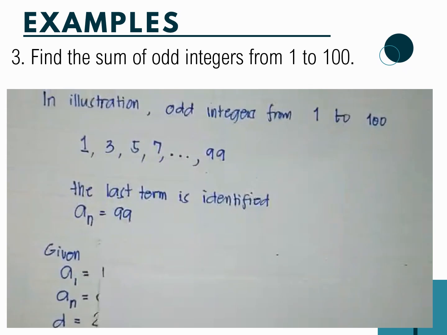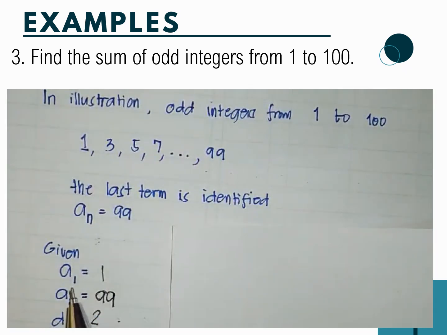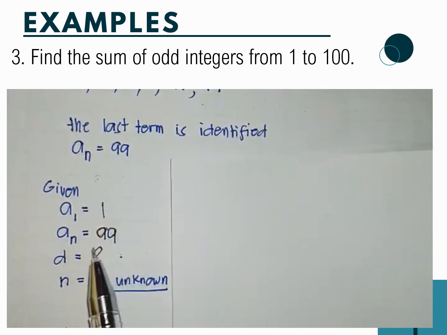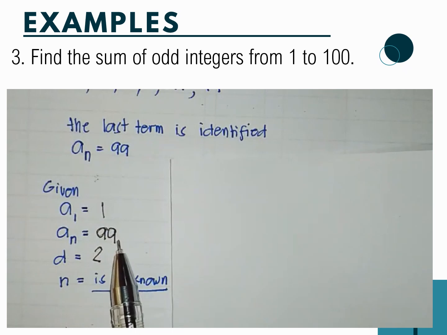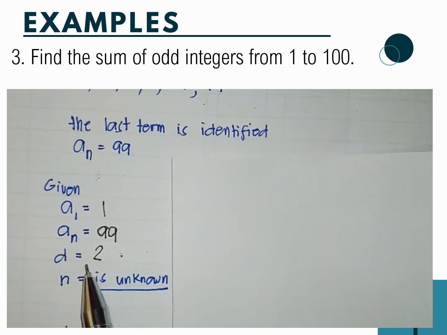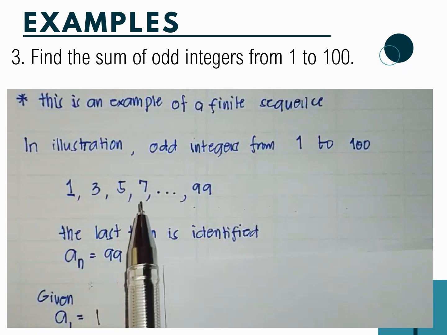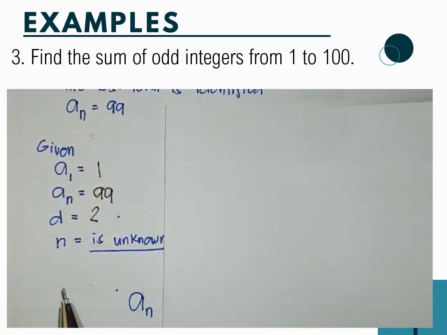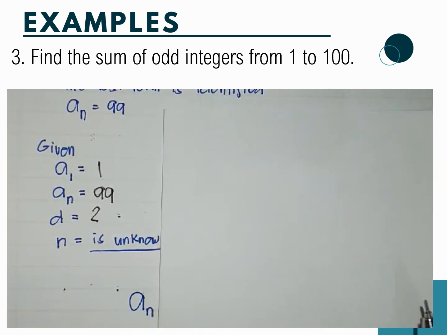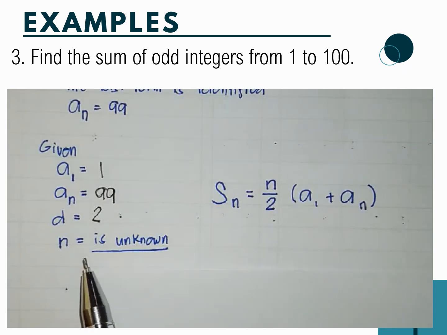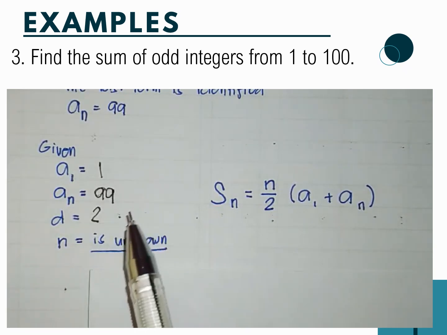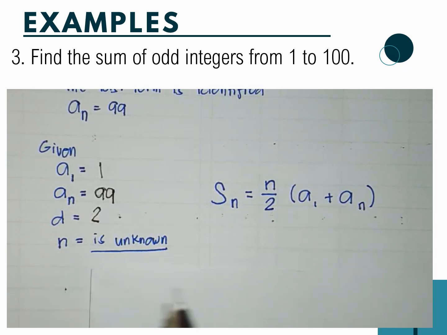Let us identify the other givens. Our a sub 1 here is 1. Our a sub n here is 99. The common difference between the terms will be 2. And our n here is unknown. How many terms are there from 1 to 99 that are odd numbers? So n here is unknown.